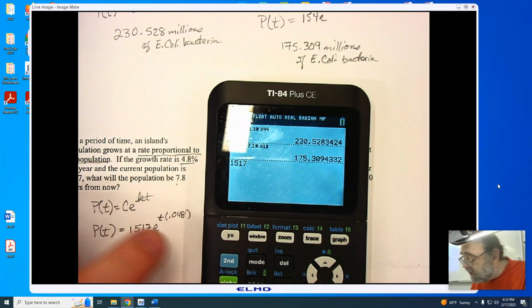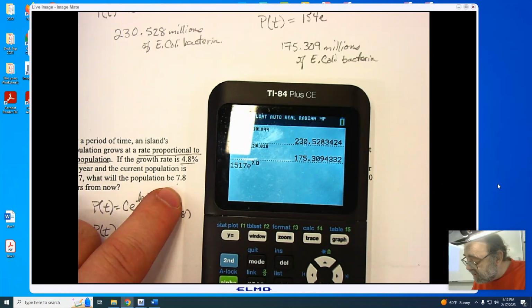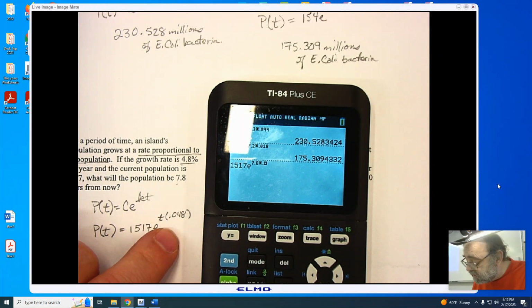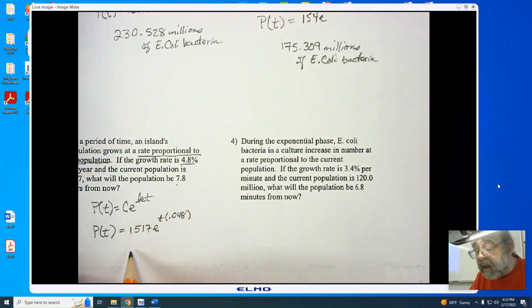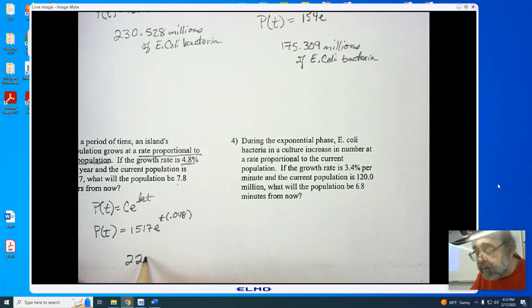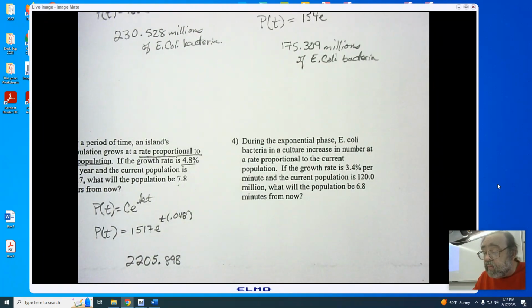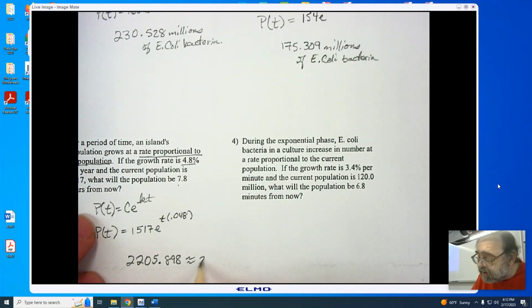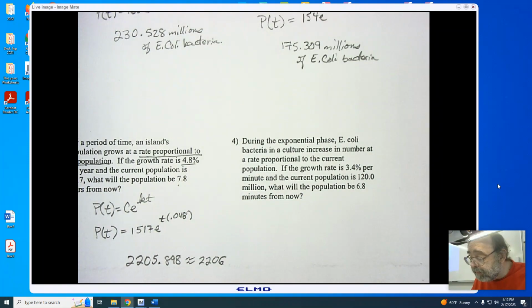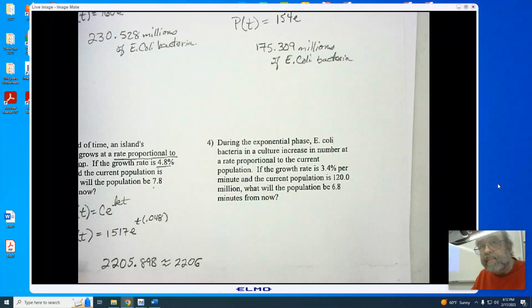1517 times e to the power of 7.8 times 0.048, enter. And we're looking at 2,205.898. Now, if we were on an AP test, they would say round to the nearest value or round to the nearest population, in which case we would say it is 2,206, and this would be the population within that growth. Number 4.